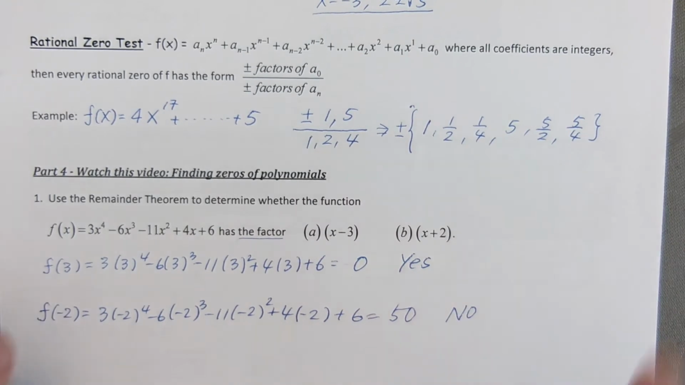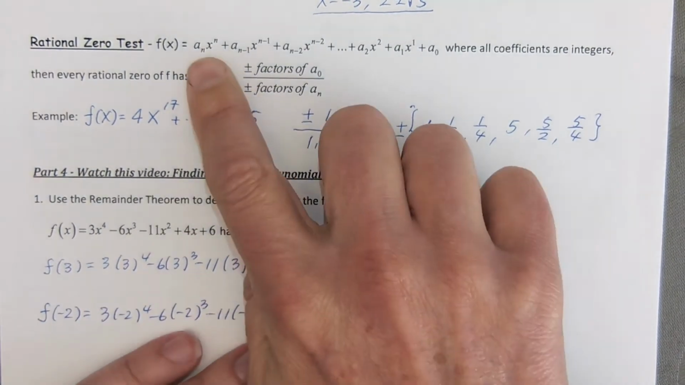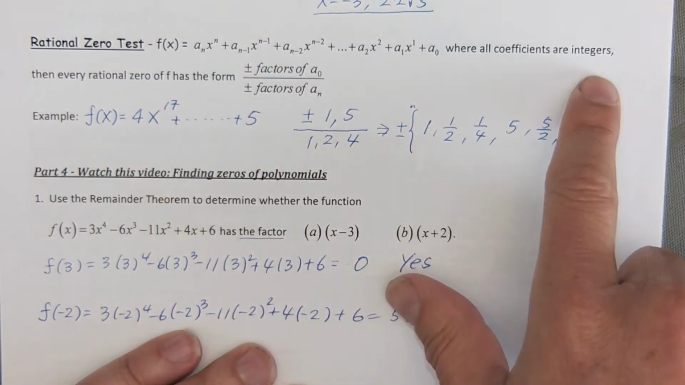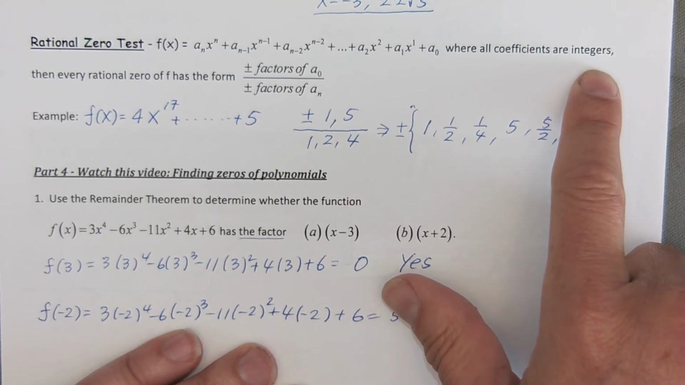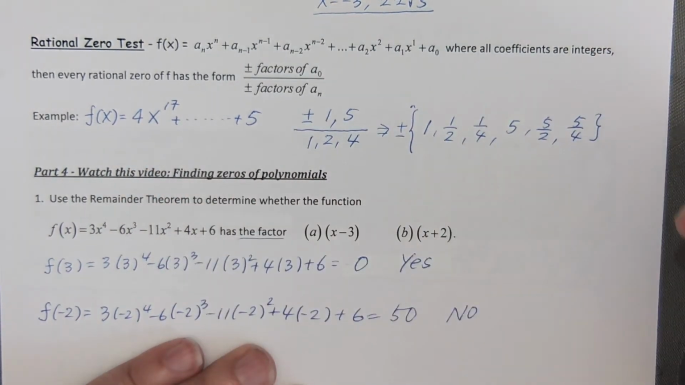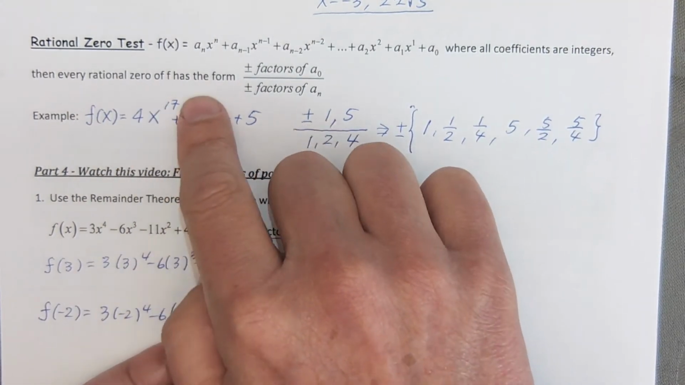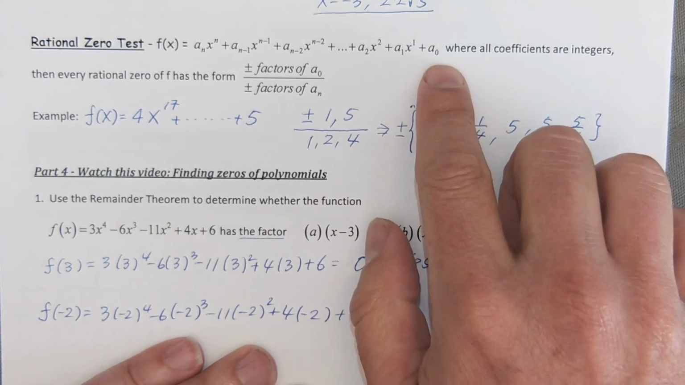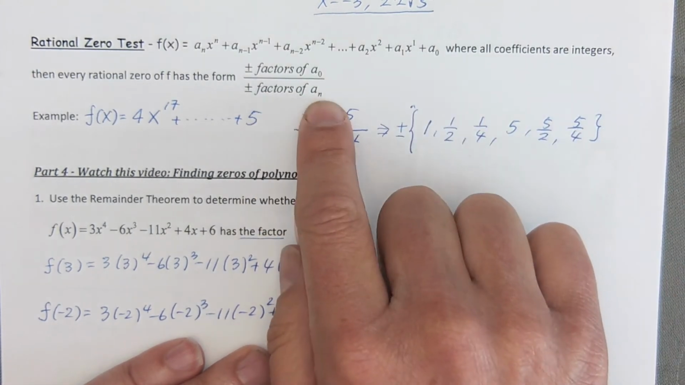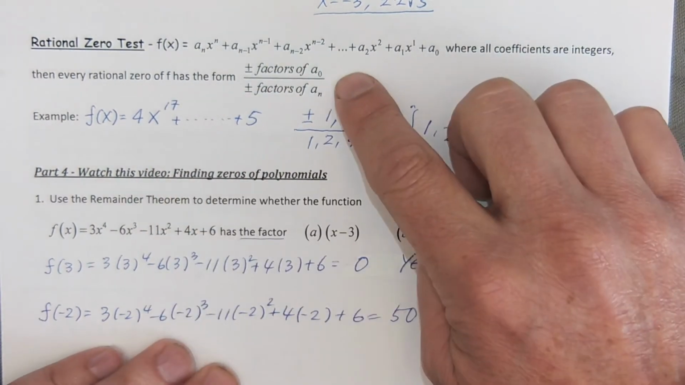So here we have what's called a rational zero test. Here we have a generic nth degree polynomial, where all the coefficients are integers, so we're not dealing with fractional coefficients, just nice whole numbers. Then if there are rational zeros, they must come in the form of plus or minus all the factors of the very end part here, over plus or minus all the factors of the lead coefficient. That's what this is saying here.